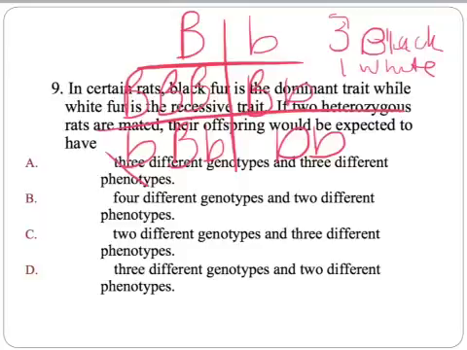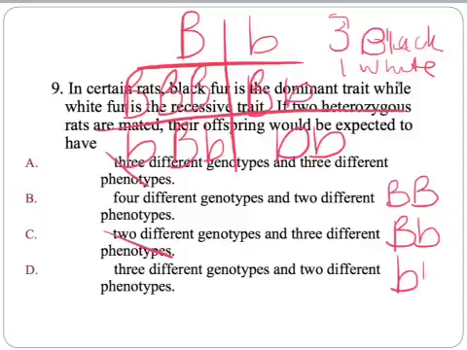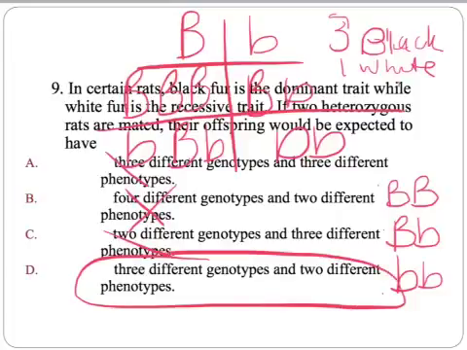Okay? Now, B says 4 different genotypes. So let's look at genotypes. We have big B, big B. We have 1, 2. We have 2 that are the same. And genotypes are the traits that you can pass on, what your children will be. Phenotype is the physical, what you see. Okay, so there's 1, 2, 3. 3 genotypes. So 4 would be wrong. And the correct answer is D. Okay? So again, correct answer is D.